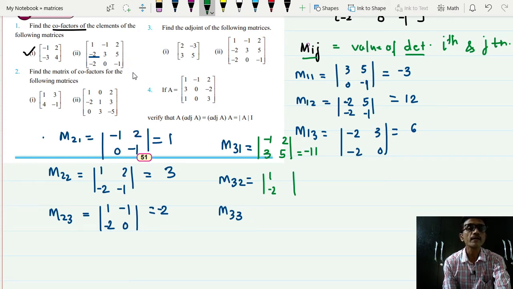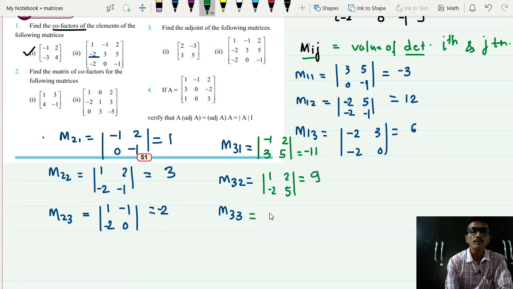Third row and second column we delete. 2, 5. The expansion will be 5 plus 4, 9. M33 is equal to the value of the determinant.